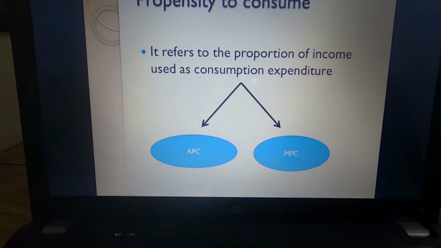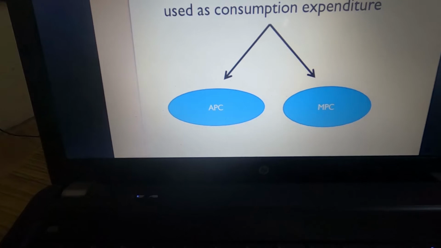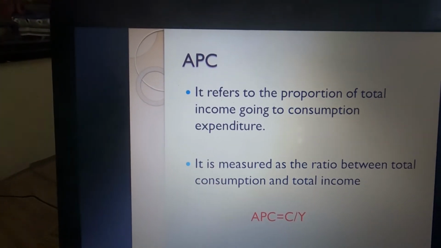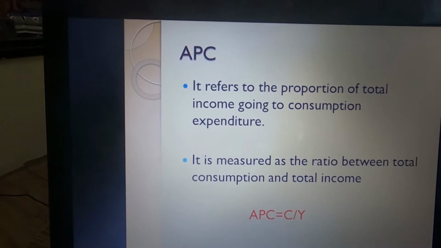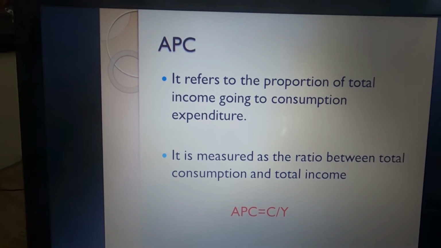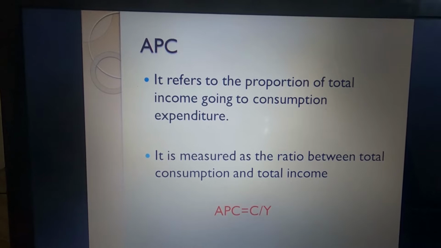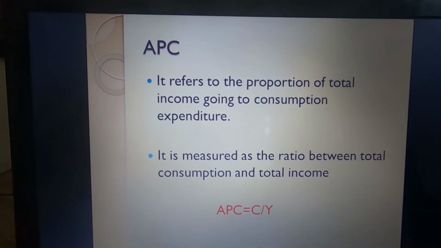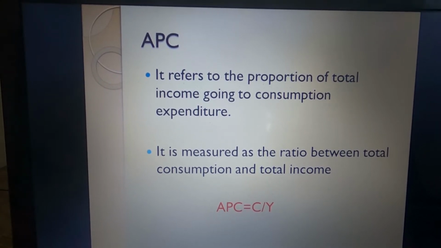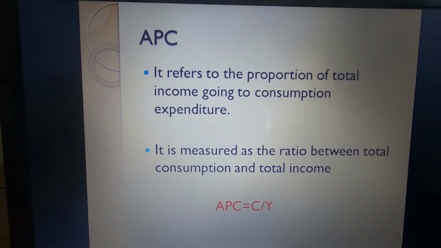Now, in propensity to consume, we have two. Okay, the first one is APC and another one is MPC. Now, what is this APC here? APC is average propensity to consume. Now, the meaning of APC is, it refers to the proportion of total income going to consumption expenditure. Okay, so what does it say here? Out of total income, how much proportion of income is used by the people for consumption purpose? So that is called as APC, right?